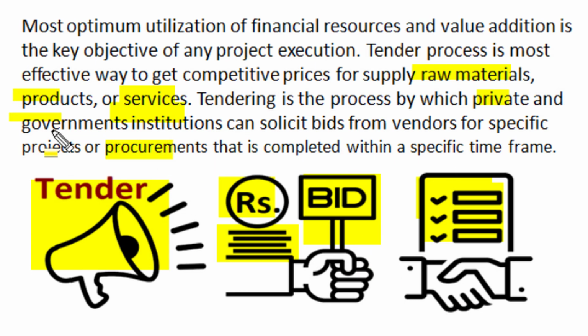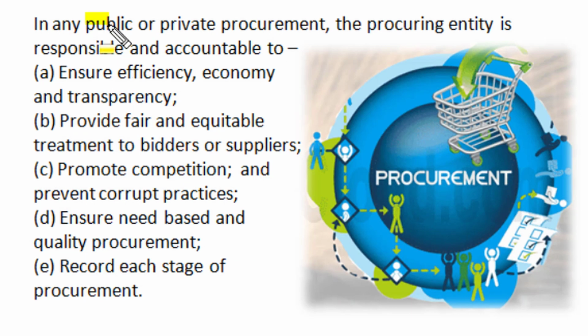Now that project or procurement should be completed within a specific time frame, and tender is the initial activity for that procurement process. In both public as well as private procurement, the procuring entity is responsible and accountable to ensure an efficient, economic and transparent procurement process. Now this transparency is more important when it is a public procurement.